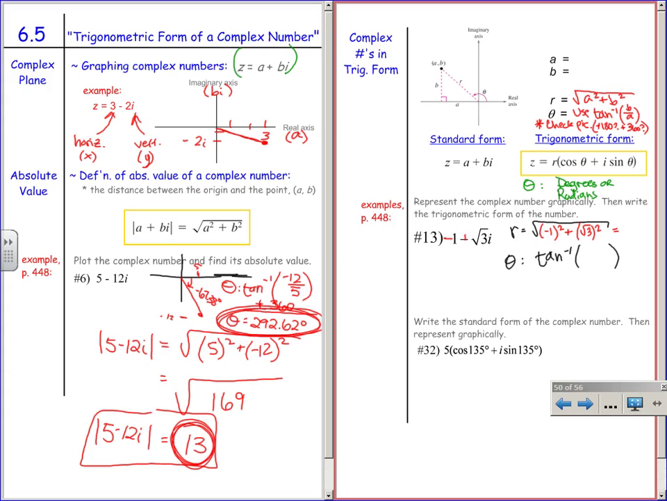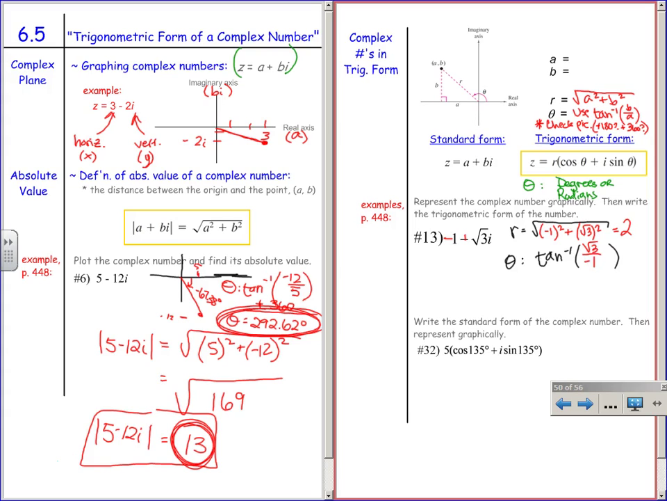So what would you do? Throw the whole thing in, right? But I can do some mental math. 3 plus 1 is 4, and the square root of 4 is 2. I agree. Okay, we have the magnitude. Done. Tangent inverse of b, positive square root of 3, over a, negative 1.